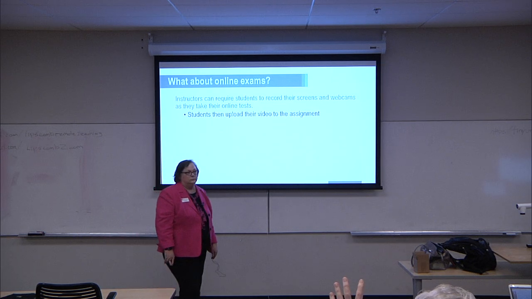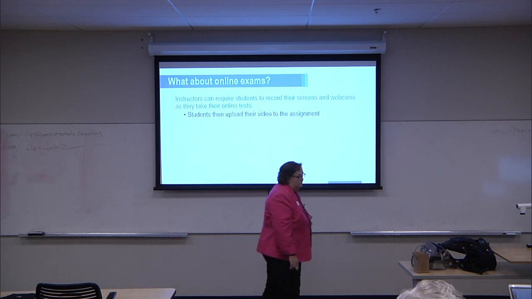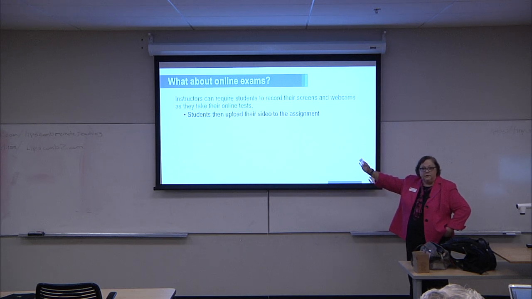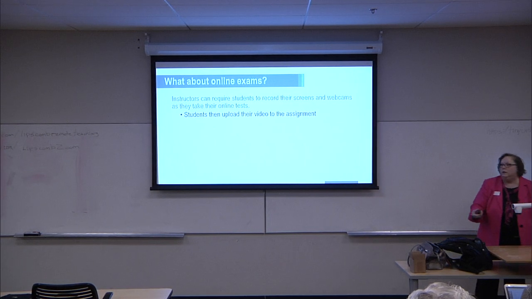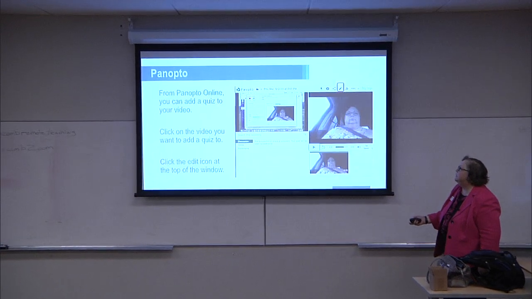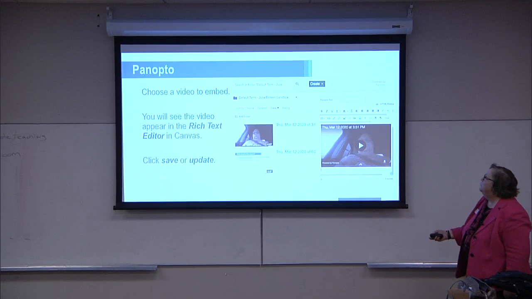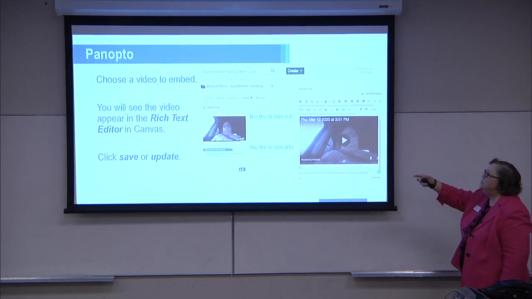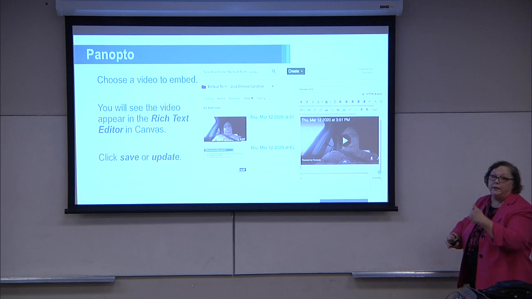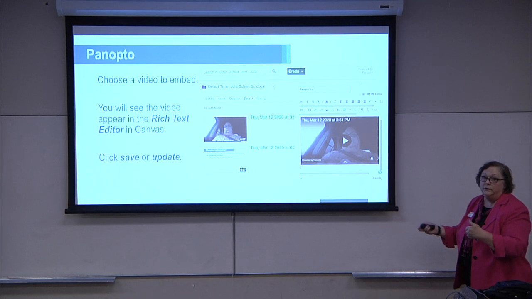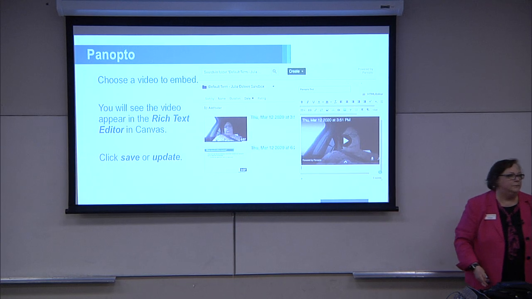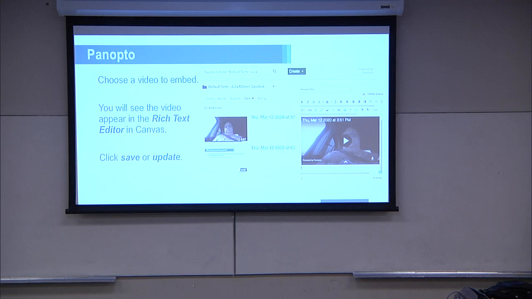If you record something in Panopto, how do you make that available in Canvas? You remember when I showed you the V on the rich text editor? Let me go back. Right here, there's that V. You click it, then you go down to Panopto, and it's going to show you what videos you have available, and you choose it, and it puts it in the rich text editor. Yep. All right.